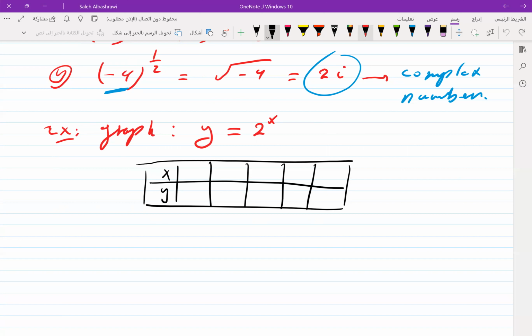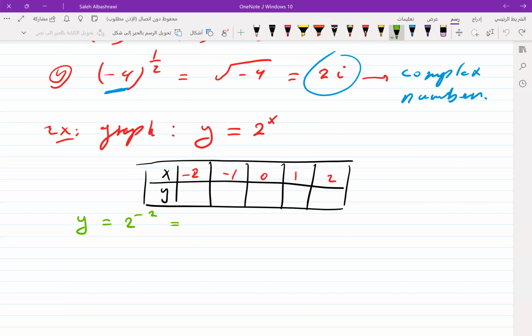Usually I'm going to choose negative and positive numbers, let's say -2, -1, 0, 1, and 2. These will be 5 points, enough to graph the exponential function. Now, second step, I'm going to evaluate. If x equal to -2, I have y equal to 2 to power -2. Replace x by -2.